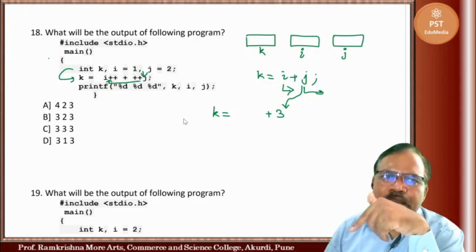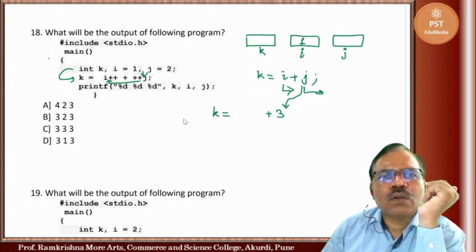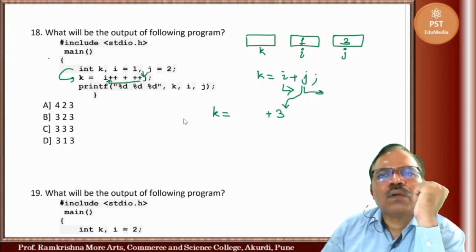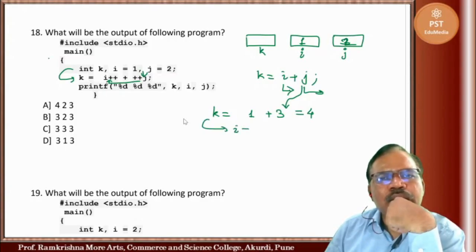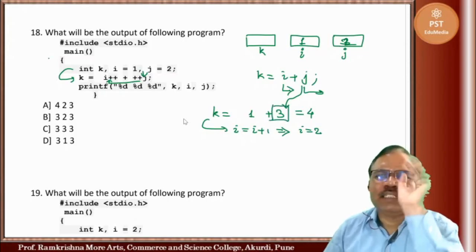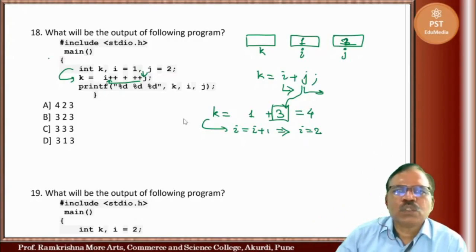It is post increment, so first it will be used. What is the value of i? i is 1. So first it will be 1. And now what happens? Now i will be increased by 1 after evaluating the expression, so i will become 2. j will become 3 before using. So what is k? k is 4, j is 3 and i is 2.